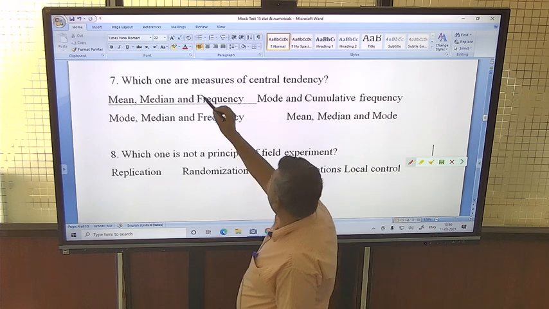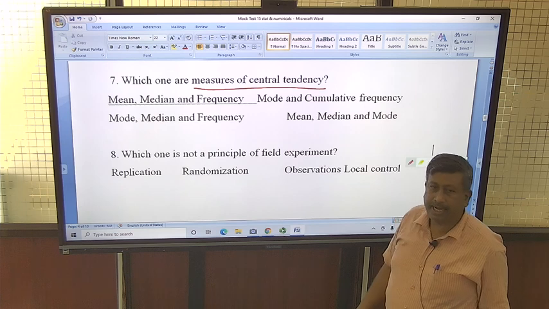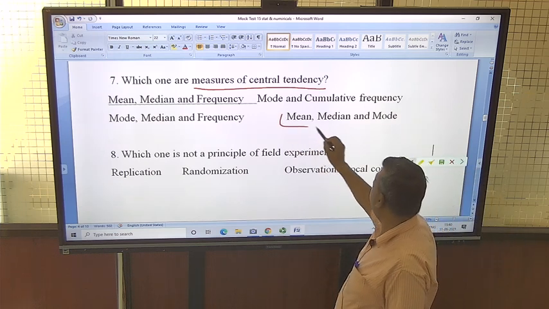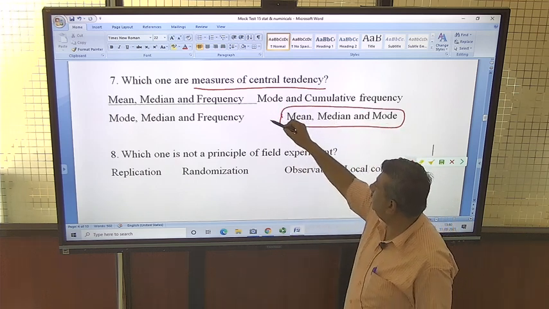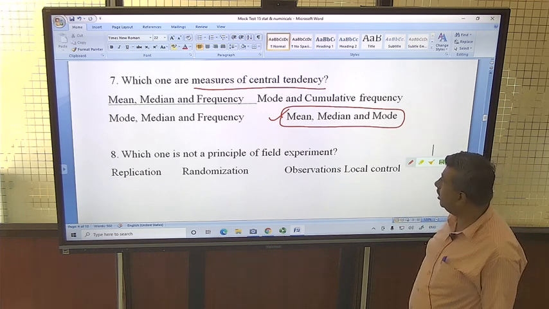Which one are measures of central tendency? So there are 3 measures of central tendency, and these are mean, median and mode. So the correct answer is this one, and mean may be arithmetic mean, geometric mean, harmonic mean.